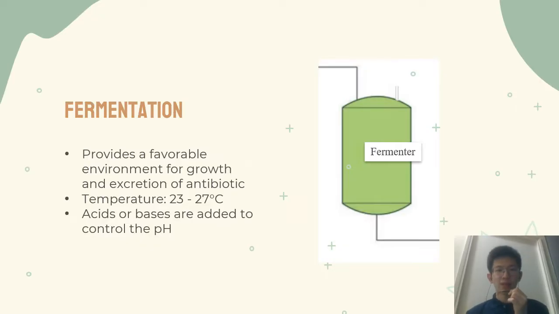The second step is fermentation. Fermenters provide a favorable environment for growth and excretion of antibiotic. The operating temperature of the fermenter is from 23 to 27 degrees Celsius. Moreover, acid or bases are added to control the pH of the fermentation tank.